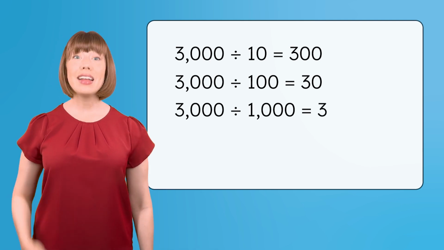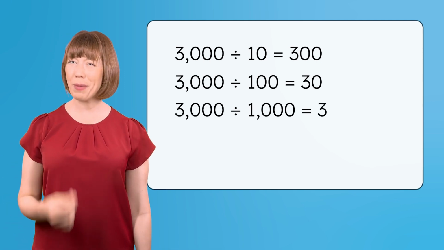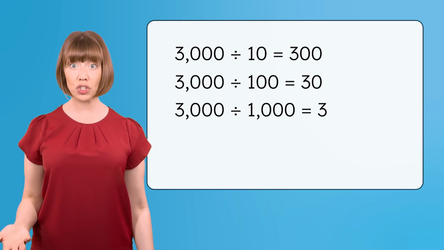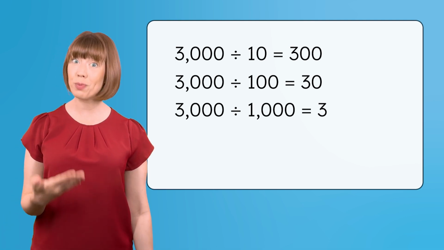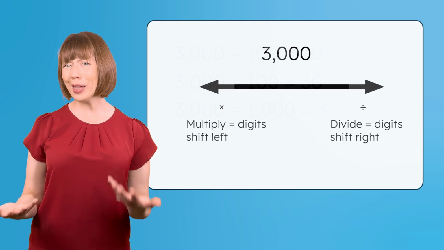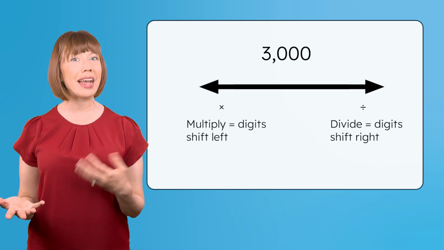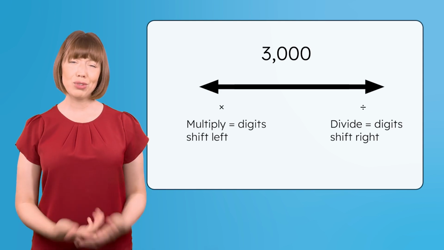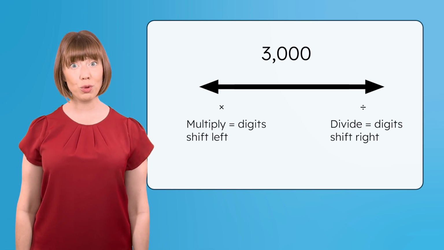3. Dividing followed a similar pattern, except our values were decreasing, and the digit shifted to the right for each power of 10. We already know multiplication and division are inverse operations, or opposites, so it makes sense that the digits would move in the opposite direction.